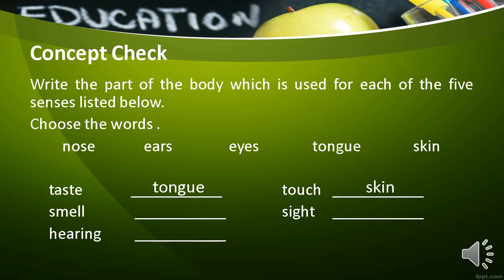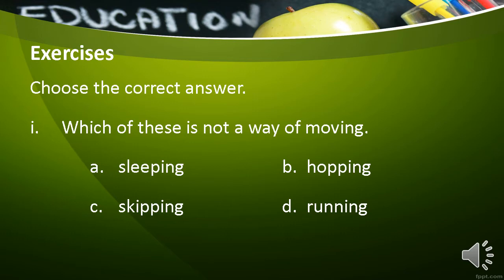Smell. We smell things with our nose. Sight. We can see with the help of eyes. Hearing. We can hear sounds with the ears. Now we will revise our exercises.